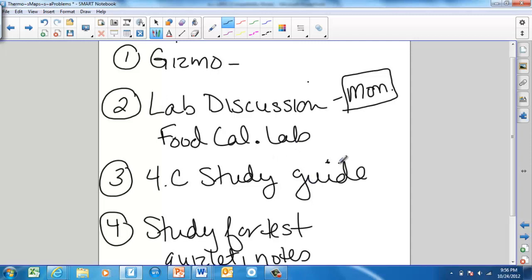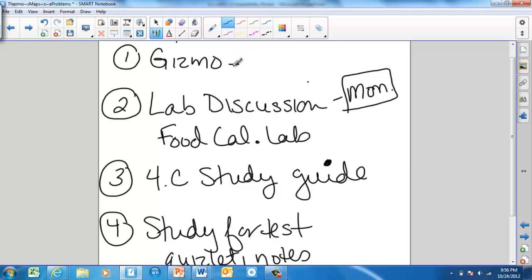The sub has been instructed that if you are not following directions, you get a warning, and then you're going to have your computer shut off and you lose computer privileges for the rest of the block. So usually we don't have problems, we don't have trouble, but if you stay on task and stay focused, then hopefully we can get a lot done. And if you have any questions, please let me know.